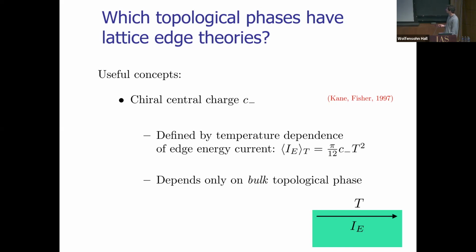And one other thing about it is that this chiral central charge basically counts the number of right moving modes minus the number of left moving modes. So for a simple abelian phase, it's always an integer, but for non-abelian phases, it can be rational. Okay, so this is the chiral central charge.